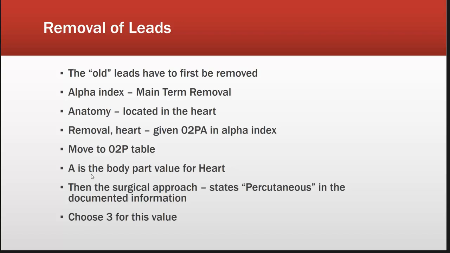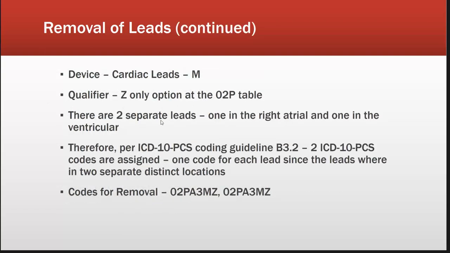We verify that A is our best choice for the body part value. There's no other selection in that area of the table that works better based on our clinical presentation, information, and what we have on the table. This surgical approach was documented as percutaneous. That relates to 3 on the table. What was touched? Was something already addressed? Was something being taken away? Yes, those were cardiac leads. That's the best option at that area of that table, which is M for cardiac leads. Z is the only option for qualifier at that 02P table at that row.